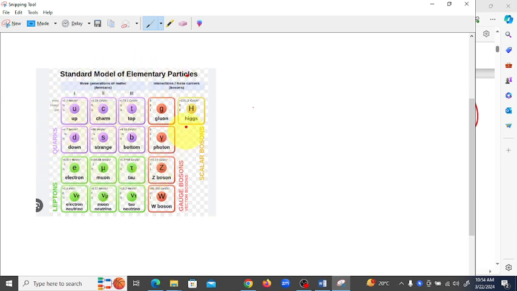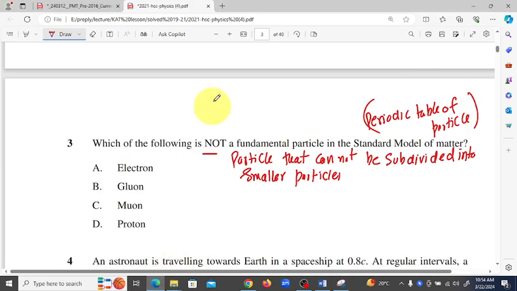According to this model, we divide the particles into different families: the lepton family, quark families, and the exchange particles, the bosons. These are actually the standard model. Leptons are actually the lightweight particles. Quarks are the combination; when we combine these quarks, we have the strong interaction. So it is a complete description, but here in this question we need to know which is not a fundamental particle.